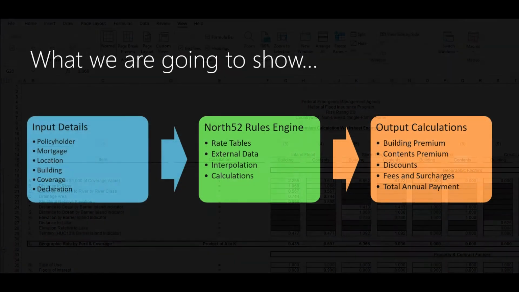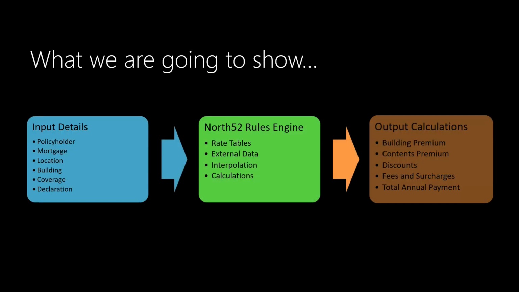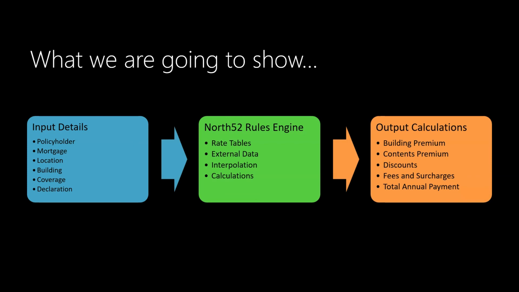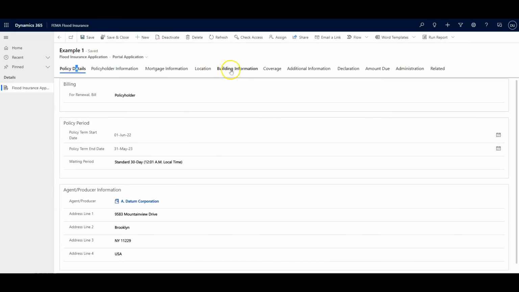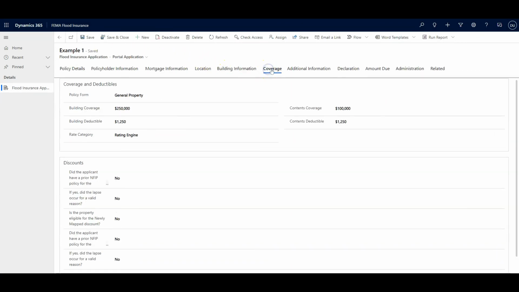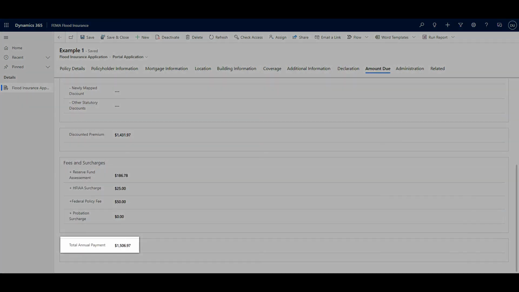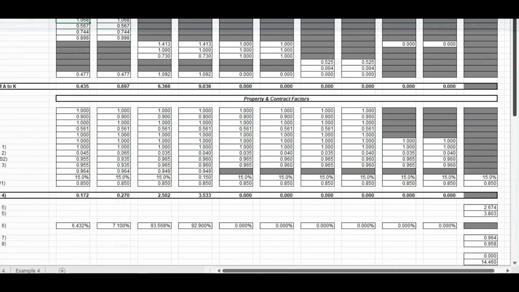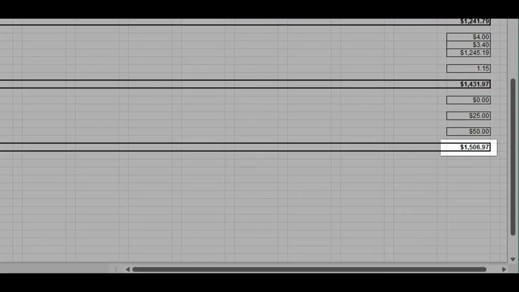We've seen how some of the input details are used by the rules engine to look up rate tables and perform calculations, and are now ready to see the output calculations. Let's execute the full calculation using our record in Microsoft Dynamics 365. This record has all the parameters required for the premium calculation. We can see the calculation result matches the example provided by the FEMA documentation.